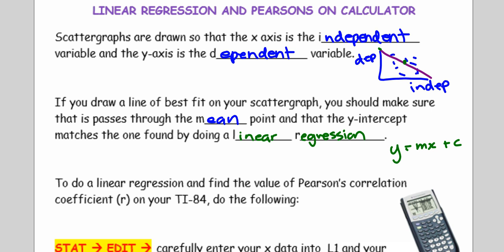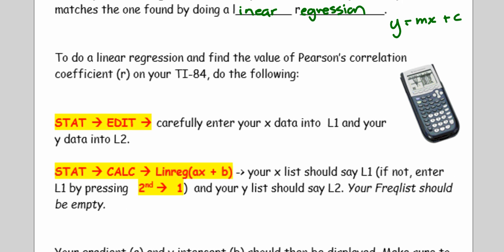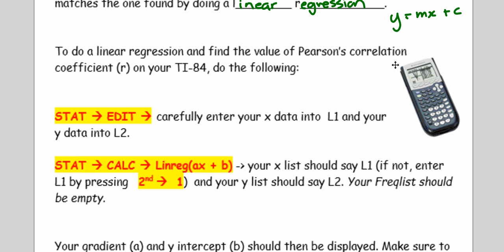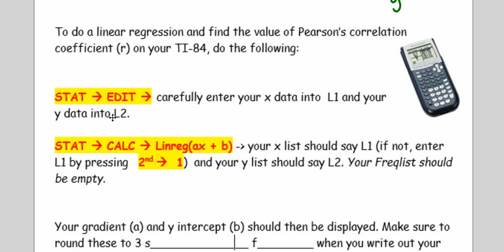To do a linear regression, you find the value of Pearson's R. You do stat edit, which just seems to be where we always go. Enter the independent variable in L1 and the dependent variable in L2, X then Y. Then stat calc linreg. So instead of stat calc 1-var stats, you're doing stat calc linreg. Your X list should say L1 because that's the independent variable, and your Y list should say L2. Your frequency list should be empty.